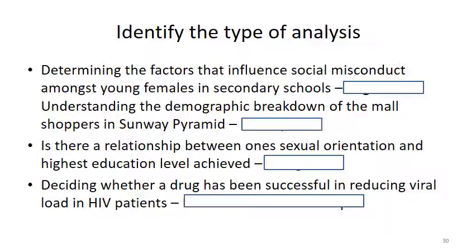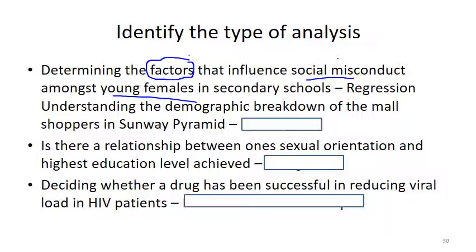How about identifying the types of analysis for this one? Determining the factors that influence social misconduct among young females in secondary schools. So firstly, find out that social misconduct and young females. So where are our variables? Actually, our variables are here, factors and social misconduct. So this is definitely a regression analysis, because independent variables and dependent variable. The young females in secondary school is just for me to throw you guys off.